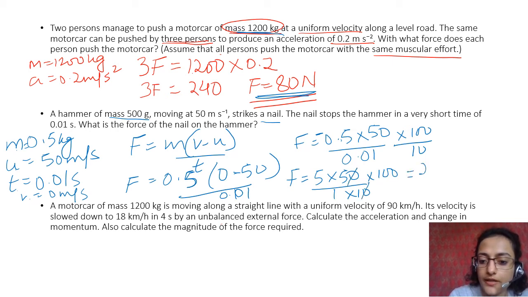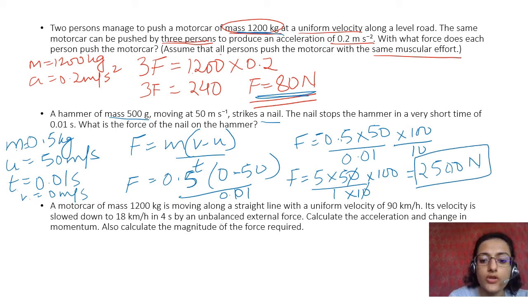This is 2500 Newton. Right, this is the force, and please keep in mind that there's a negative sign. Why is there a negative sign? Because the force is opposing the direction of motion. Okay, this is the answer, minus 2500 Newton.